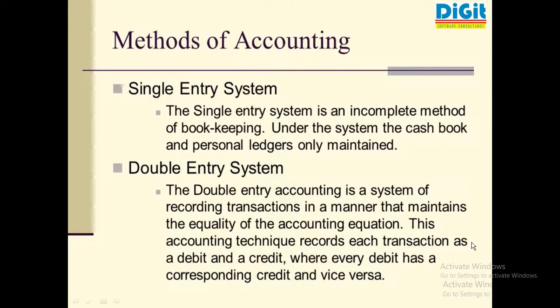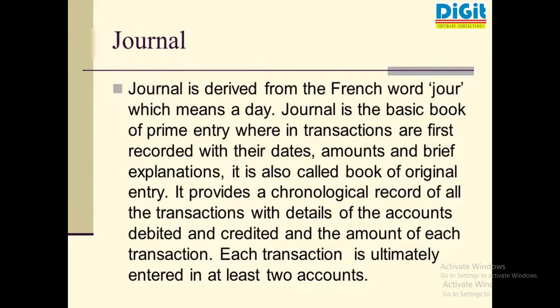So every debit has a corresponding credit and vice versa. So is this already clear to you, that in every transaction there will be at least one debit and one credit, and that will be of equal value. There may be more than two, that means more than two sides of debit and credit, but at least two will be there, okay.